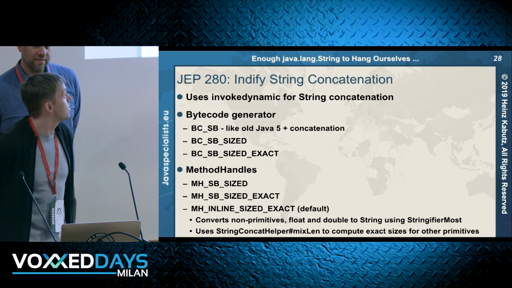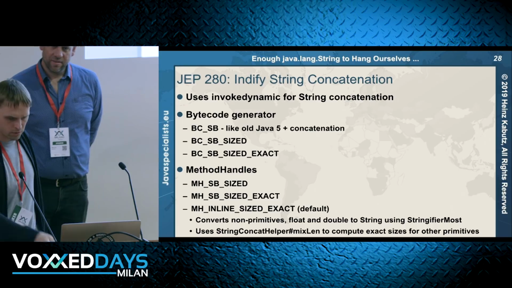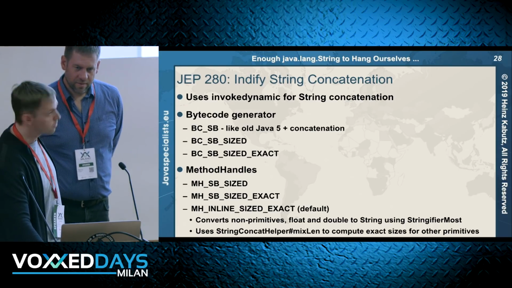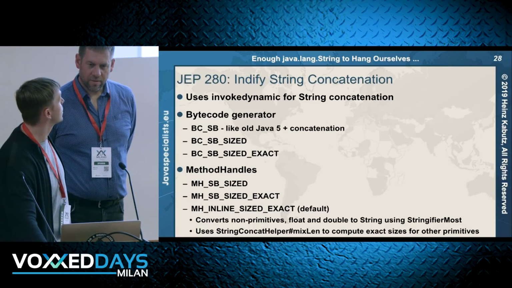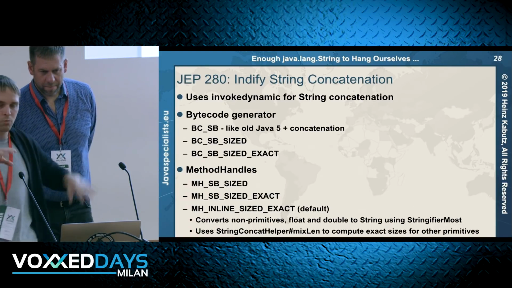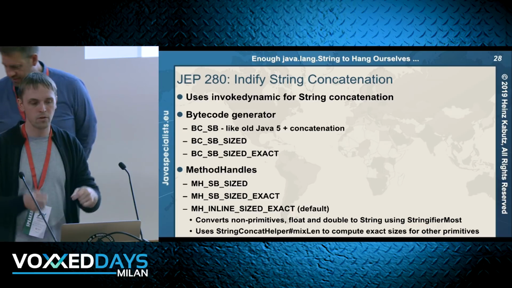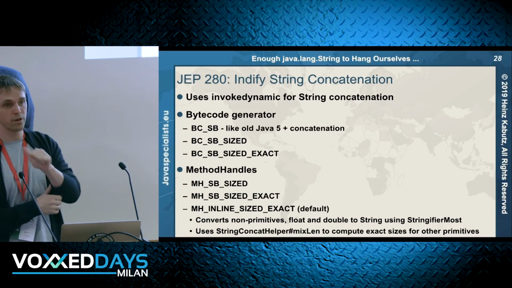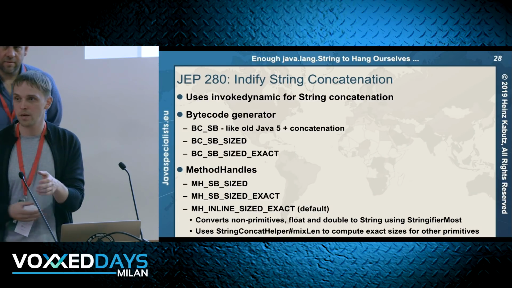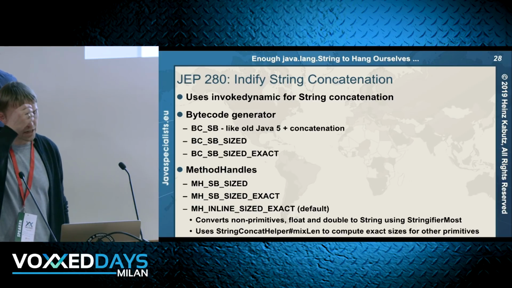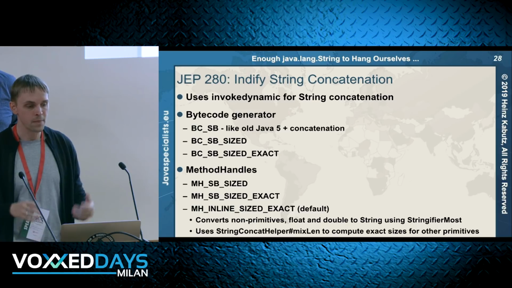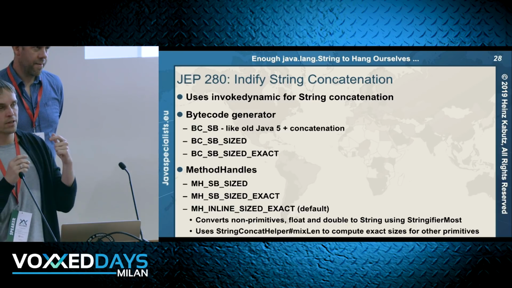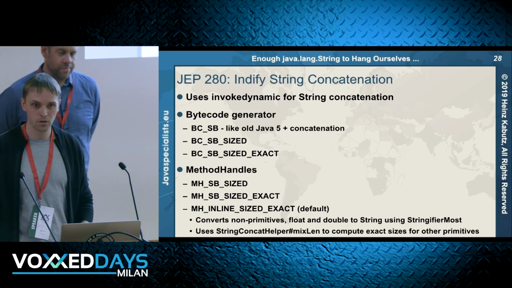So starting with JDK 9, what happens at the bytecode level? First of all, you would have to recompile the code. You would not be able to take advantage of new string concatenation unless you compile with, let's say, Java 11. What would happen is that you would have an invokedynamic instruction emitted in the code.